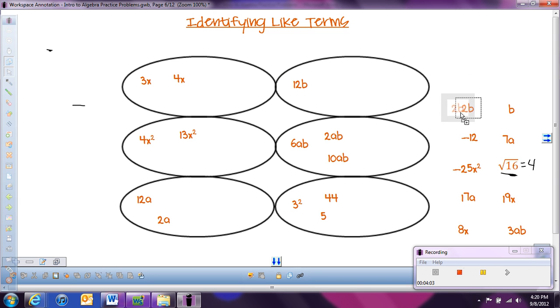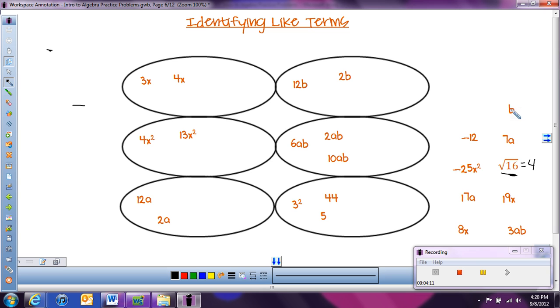2b has b as a variable, so we'll match it up with the 12b. Here's just a b. Now, if you do not see a number, a coefficient, in front of a variable, we can assume there is an invisible 1 right in front of it. So oftentimes, if I see just a variable, I'll write a 1 in front of it. That'll be helpful for what we're doing in the next lesson, where we're combining like terms. So if you see just a variable, there's an invisible 1 in front of it. But it is a b, so it'll go in the b one.